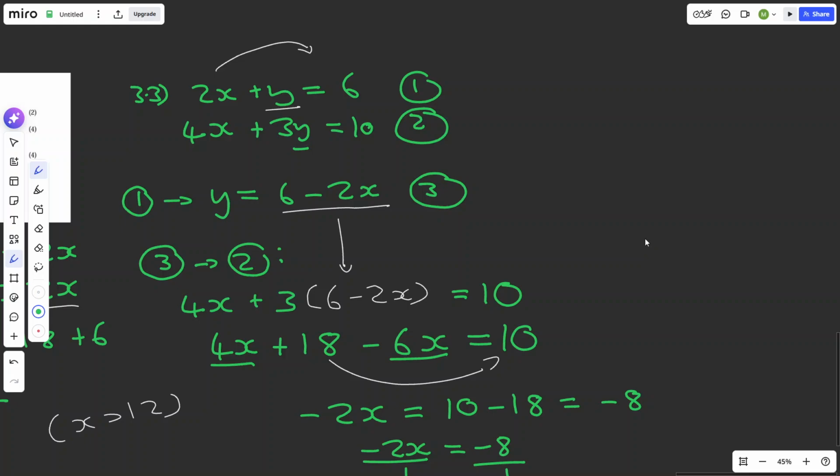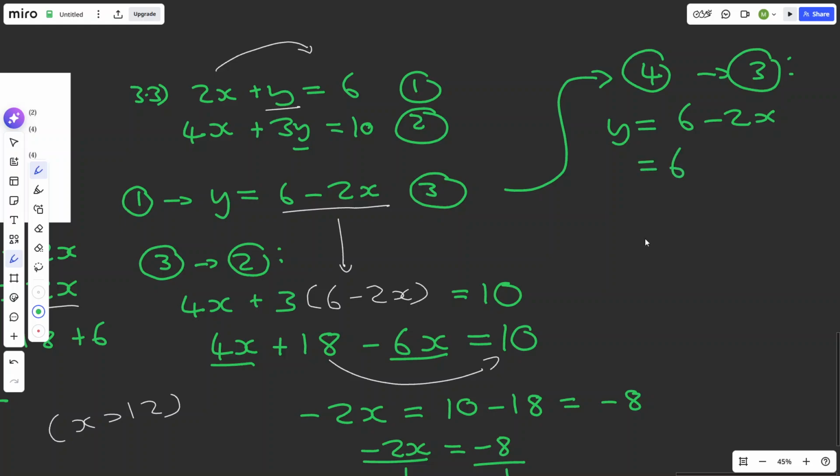So we take equation 4 and substitute into equation 3. What do we get here? We know that y is equal to 6 minus 2x. The solution we got was 4. So now here we have 6 minus 8, and this is equal to minus 2. And that is basically it. So now we've got our two solutions for x and for y.